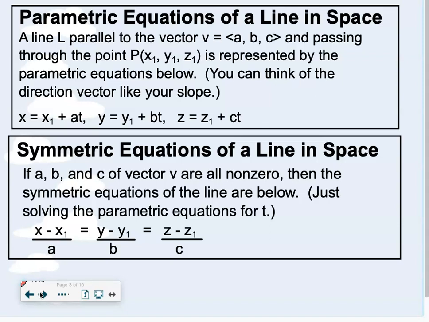By the way, to go backwards, if you're going from symmetric to parametric, just set it equal to t, right? And then solve for, like, if I want to solve for z, I get z equals ct plus z sub 1, right? So you go backwards. Set it equal to t and solve for the letter. Here, you solve for t.